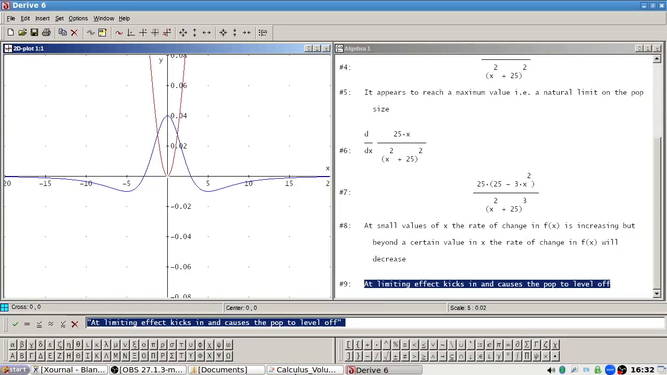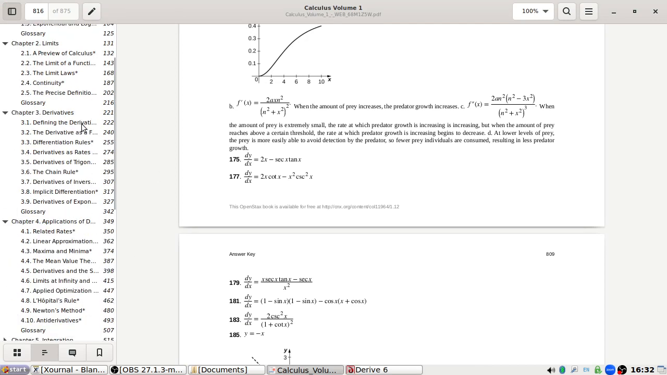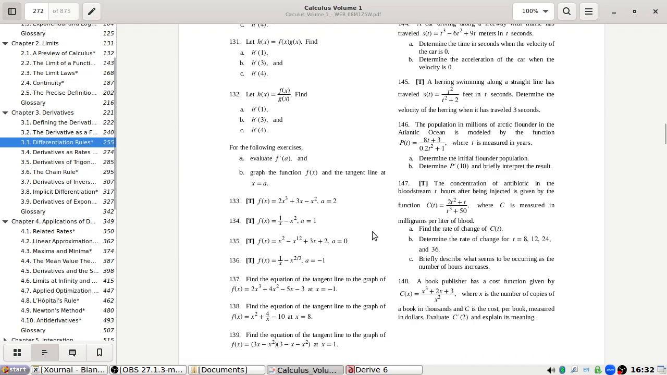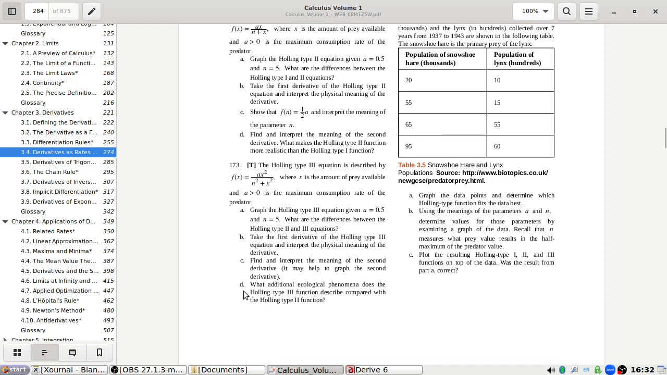Okay. Yeah, I think I would not have gotten that myself, to be honest. What additional ecological phenomenon does that describe? Yeah, to be honest, I wouldn't have got that.